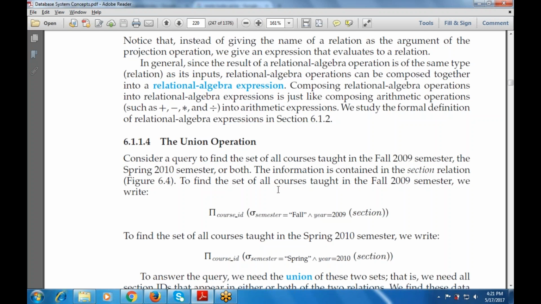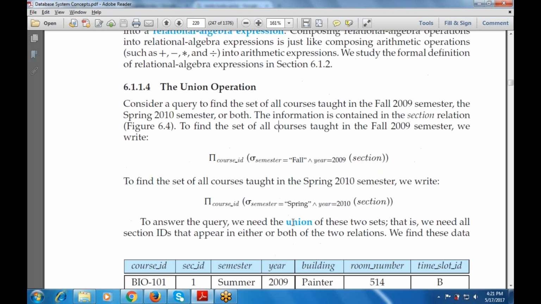Next, to find all the courses that are taught in the spring 2010 semester. So one is fall 2009 semester, one is spring 2010 semester. So we write pi course ID, then sigma semester equals to spring and year equals to 2010 section. To answer the query, we need the union of these two sets. That is, we need all course IDs that appear in either or both of the two relations.